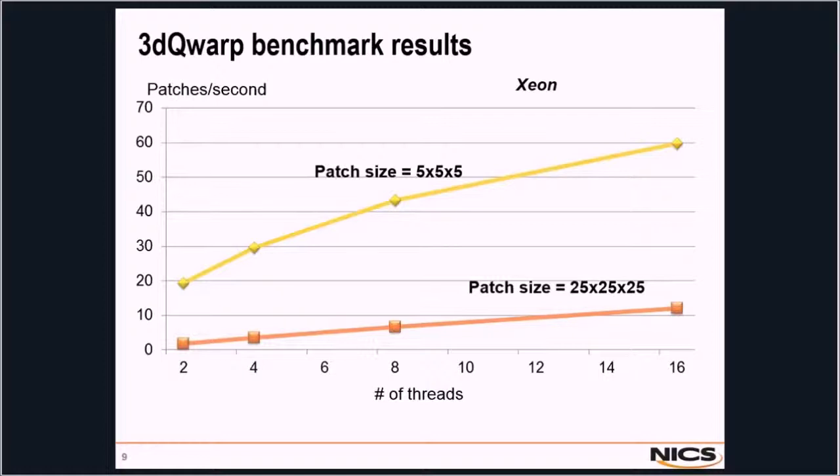Okay, thank you. Previously I showed that for the patch size 25 by 25, it's about 70% efficiency. When we reduce to the patch size 5 by 5, as you see by this yellow curve, it's actually less than 30% efficiency on the Xeon side.